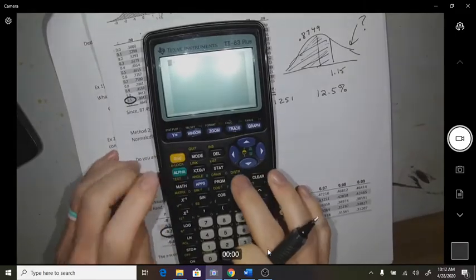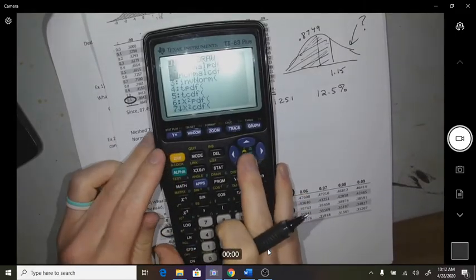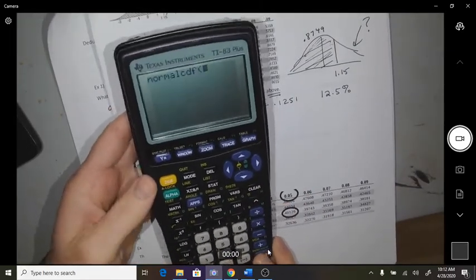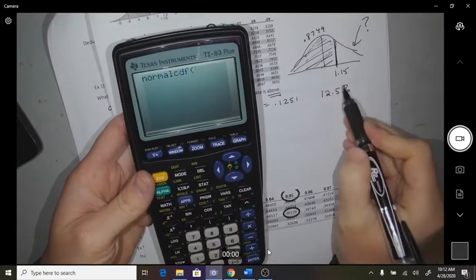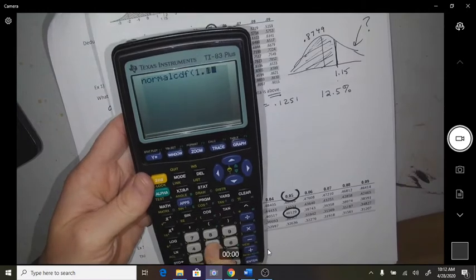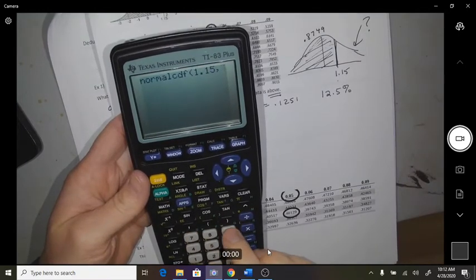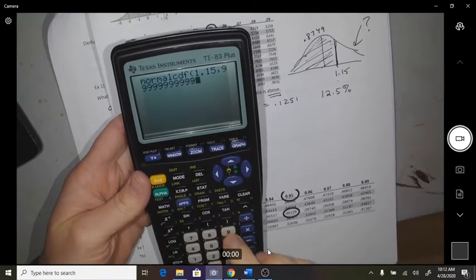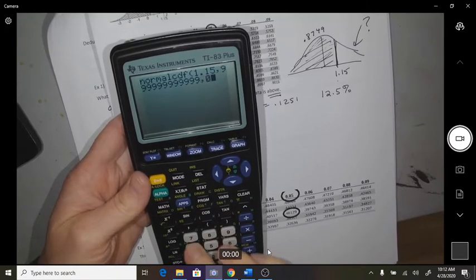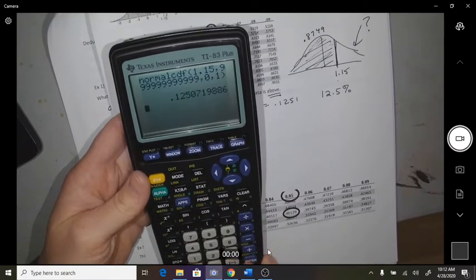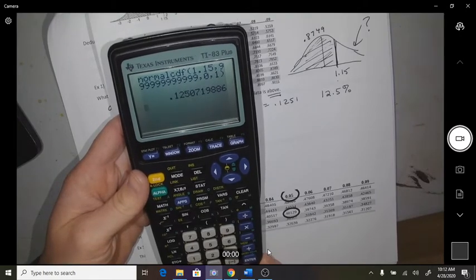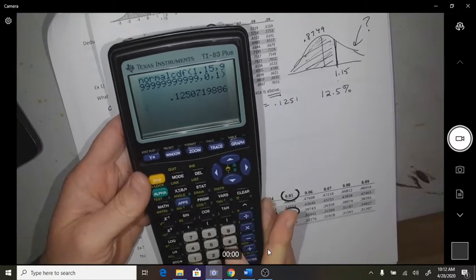Okay, in your calculator, distribution, number 2, normal CDF. Okay, so now we're going left bound. So that's 1.15, that's the furthest left, comma, the highest, infinity, comma 0, comma 1. So mean, standard deviation. And there you go, 12.5% of the data is above you.